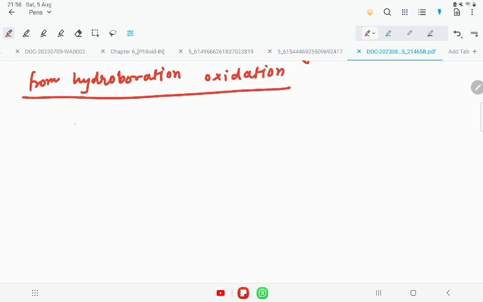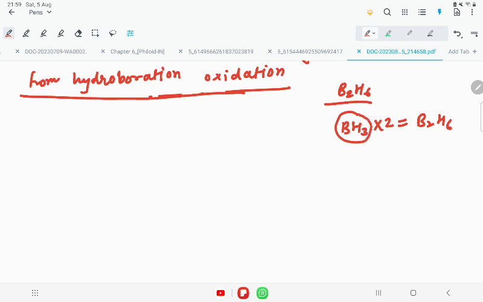Dear student, you are taking the unsymmetrical alkene or the symmetrical alkene, and you are treating this with the BH3 group, diborane. Let me try to write this. Here B2H6 is diborane, right. So we will use BH3, BH3 multiplied by 2 gives B2H6, okay. So we are going to use BH3, borane only.